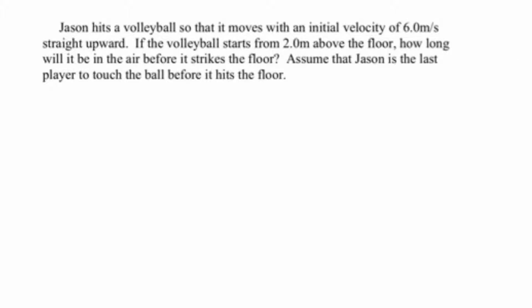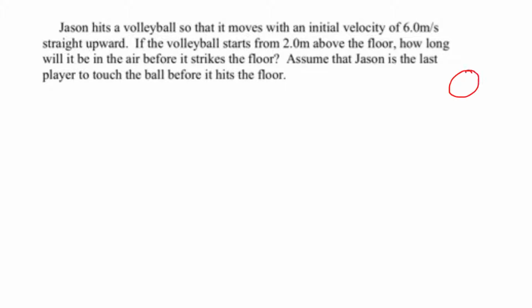Okay, here's our first question, and this comes from your notes. Jason hits a volleyball so that it moves with an initial velocity of 6 meters per second straight upward. If the volleyball starts from 2 meters above the floor, how long will it be in the air before it strikes the floor? Assume that Jason is the last person to touch the ball before it hits the floor. Okay, so the first step you need to do in any problem is to always draw a picture.